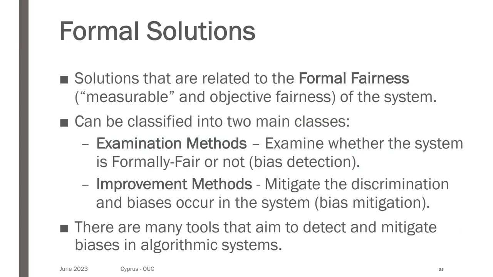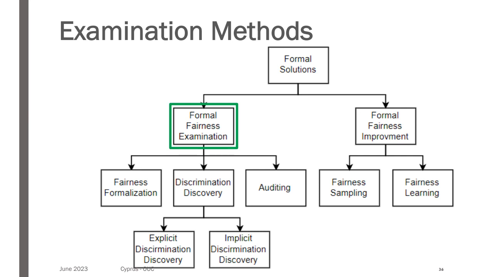When we are talking about formal solutions, we mean solutions that may be defined mathematically, so there is a formal way to define them. What we try to do, first of all, is find what we call examination methods, ways to find out whether a system is fair or unfair. And there are measurements or methods that we can take in order to improve. If we identify a system that is unfair or discriminates, how can we mitigate this discrimination or unfairness? There are many tools that were developed for dealing with formal fairness, and this is what we'll look at. When we look at formal solutions, we look at two different aspects.